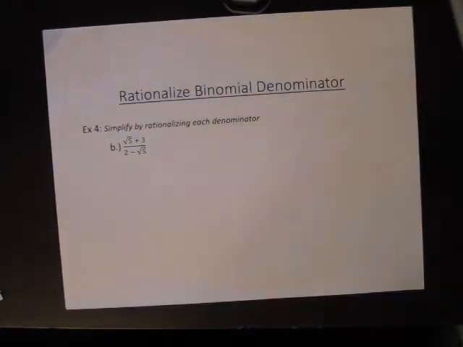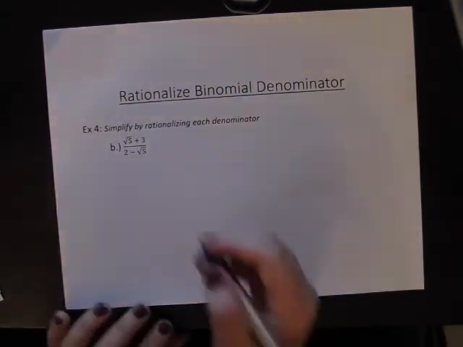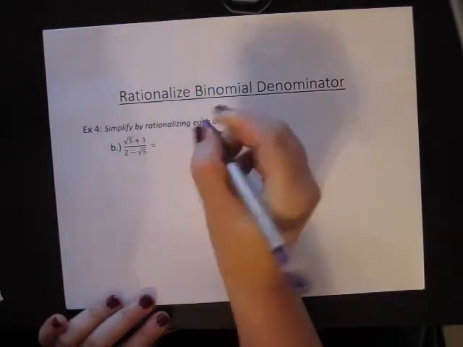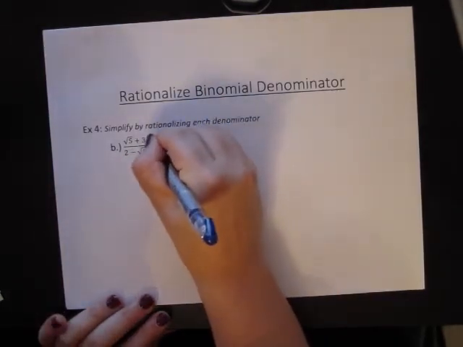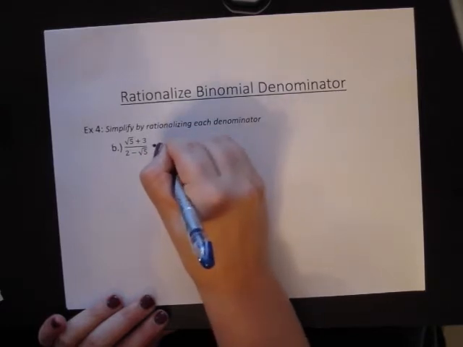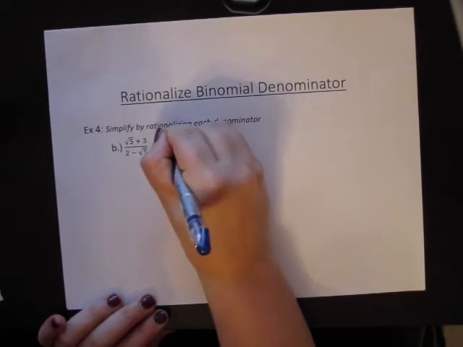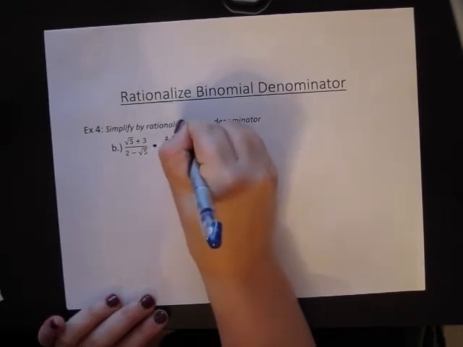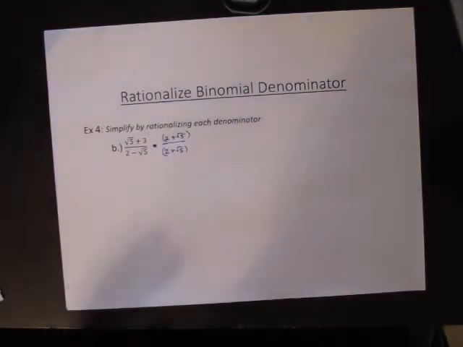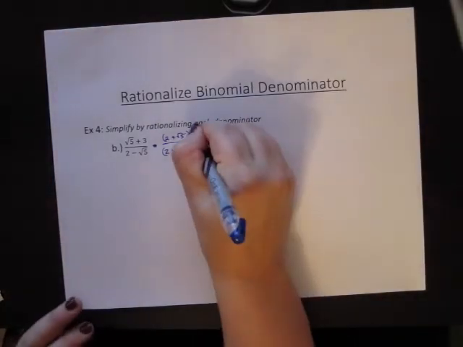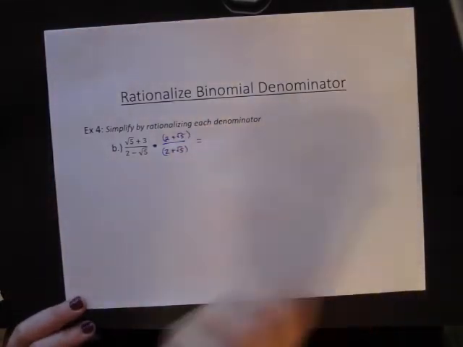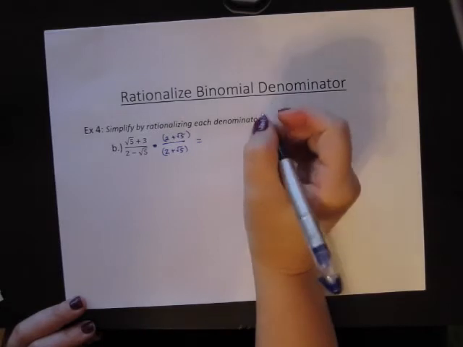So we've got square root of 5 plus 3 over 2 minus the square root of 5. First thing I notice is I can't have a radical in the denominator. So what I have to do is multiply my bottom and my top by the conjugate. So the terms stay exactly the same. The only thing that changes is the sign. Alright, and unfortunately for this one, we have to FOIL both the top and the bottom. So pause it and try to see if you can FOIL and simplify.